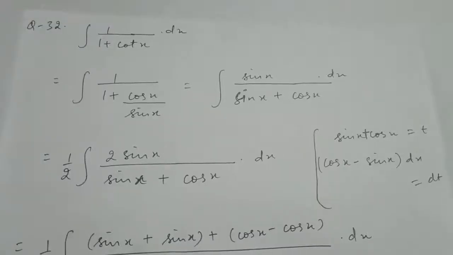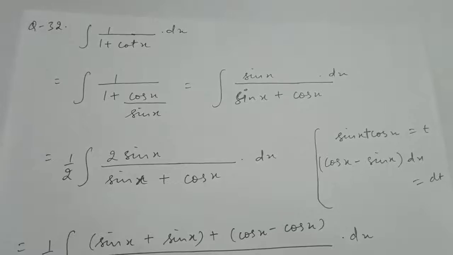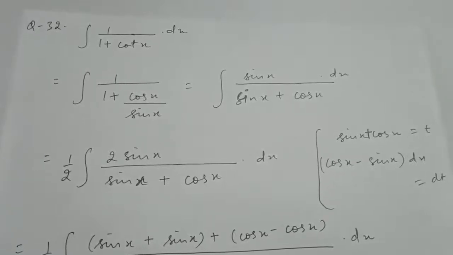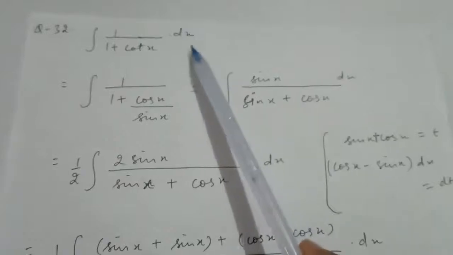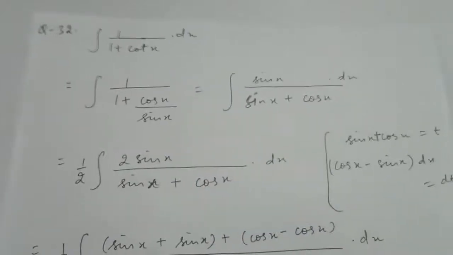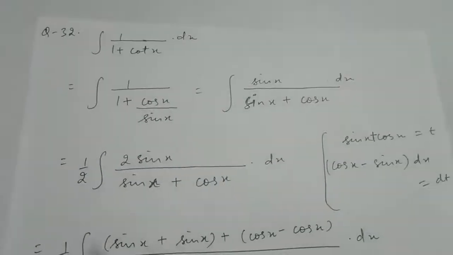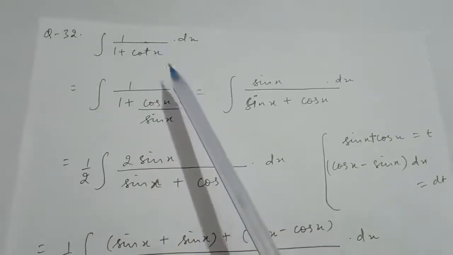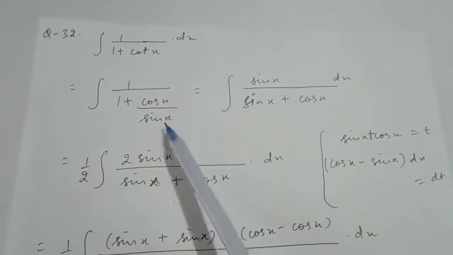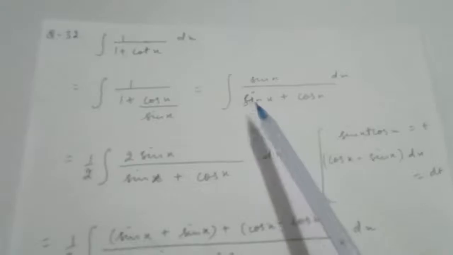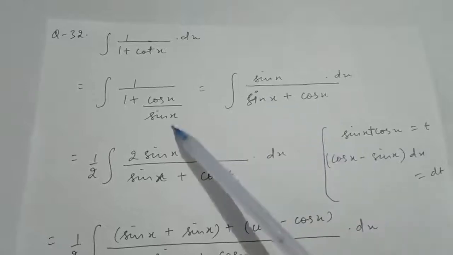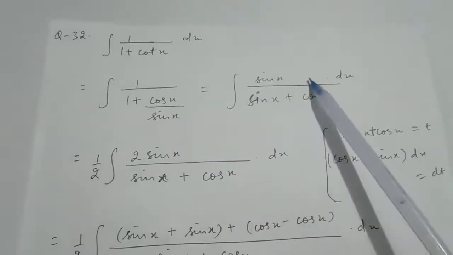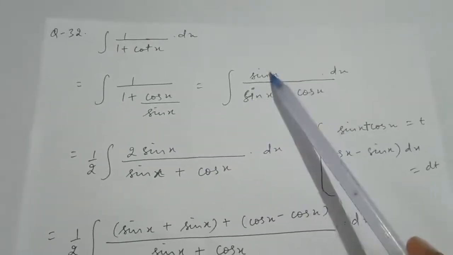Now question number 32 is very important. See, it is given integral of 1 upon 1 plus cot x with respect to x. So first of all, change this integral into cos and sin, writing this cot x as cos x upon sin x. Now take the LCM, you will get it equal to integral of sin x upon sin x plus cos x, and the sin x will go in the numerator, right? So we got this integral.